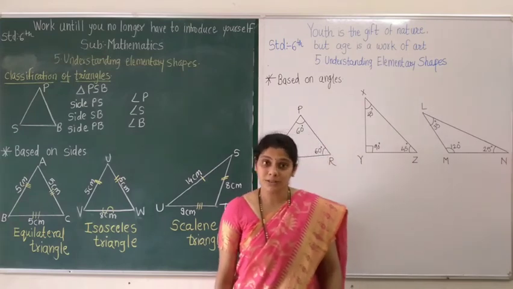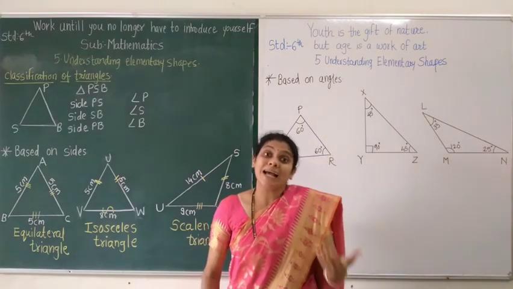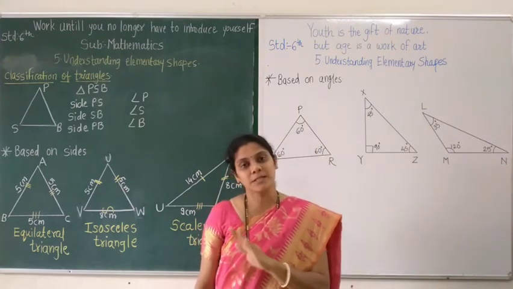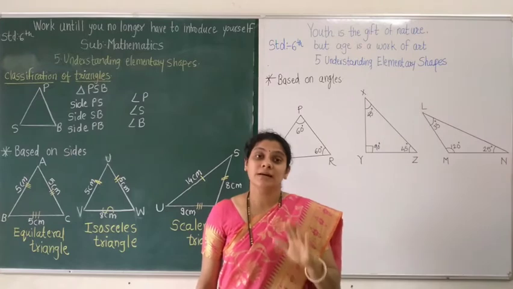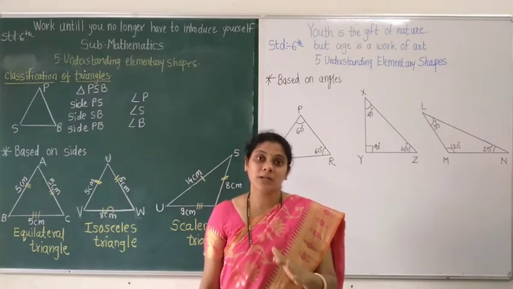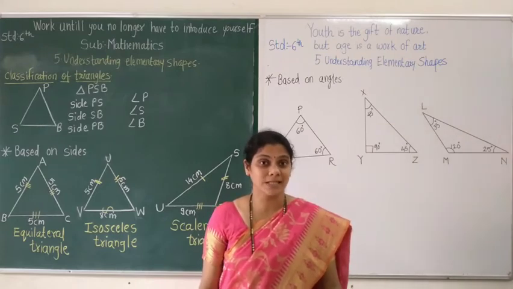Okay? But we know the types of angles also. If the measurement is less than 90 degrees, that means it is an acute angle. If any angle has a measurement more than 90 degrees, that means it is an obtuse angle.